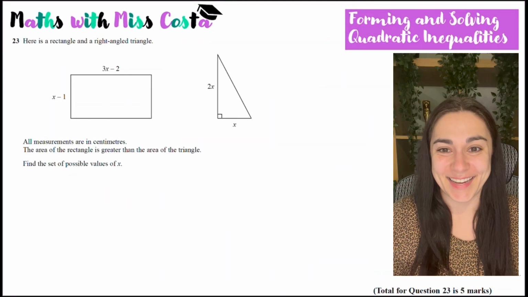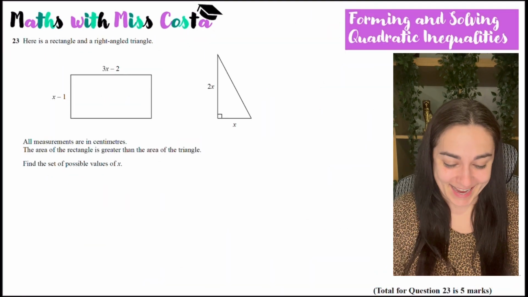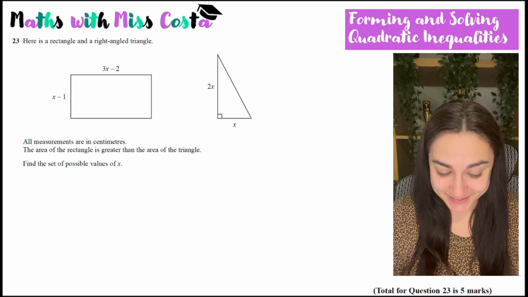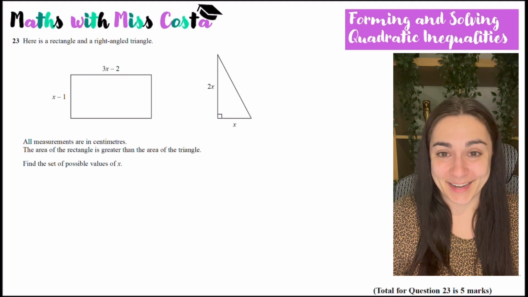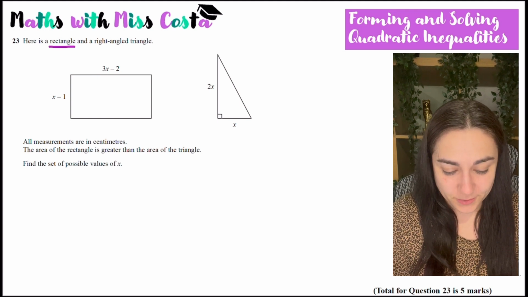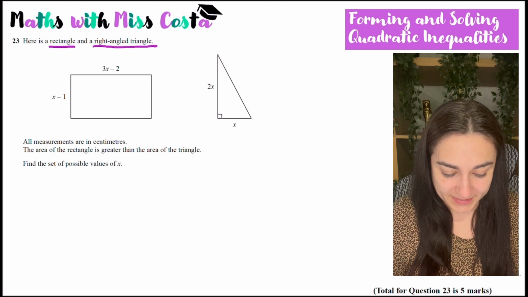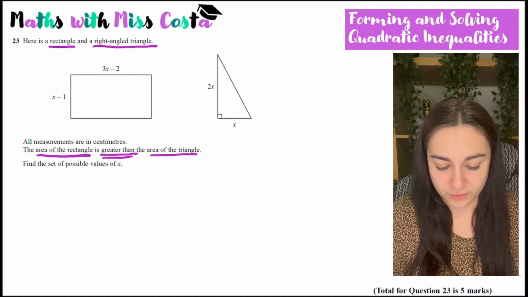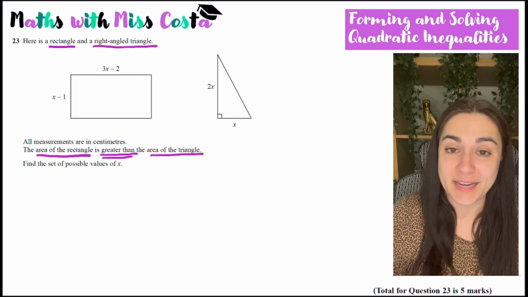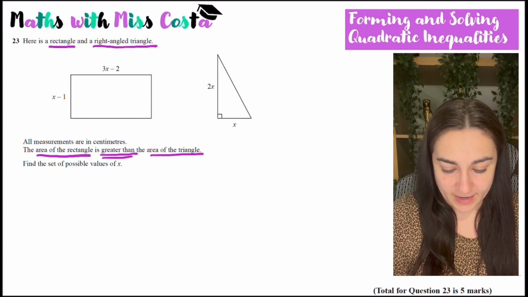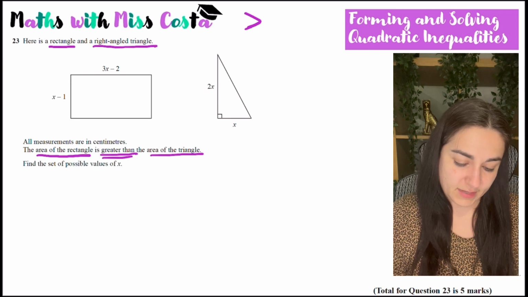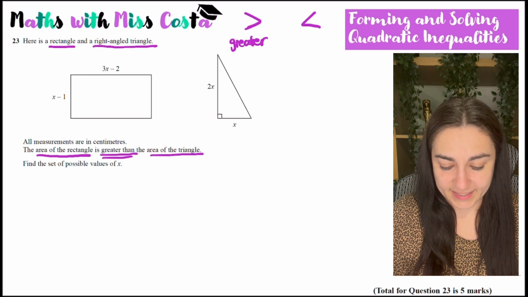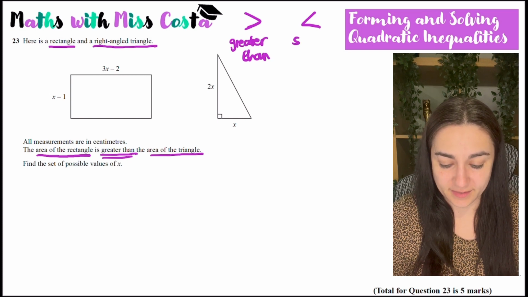Okay, so we've made it to the last question, and this looks lovely because we've just been given some shapes with algebraic expressions and we're going to have some fun. So here is a rectangle and a right angle triangle. All measurements are in centimetres, and I know that the area of the rectangle is greater than the area of the triangle. So I can't form an equation, I'm going to have to form an inequality. And the sign for greater than is this one. So greater than, less than, I'm sure you already know, but just a reminder.